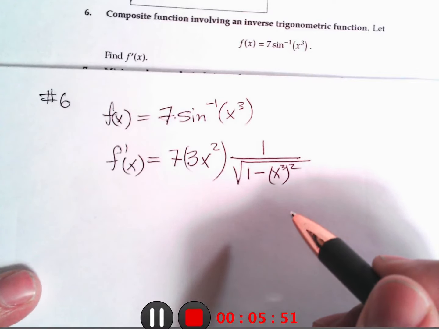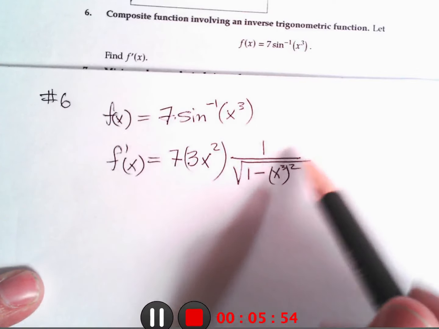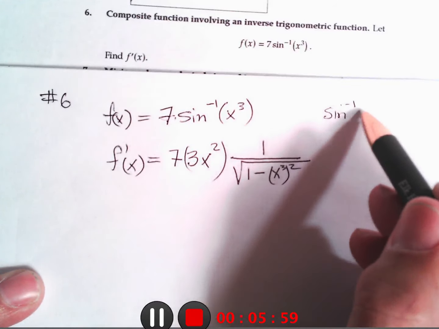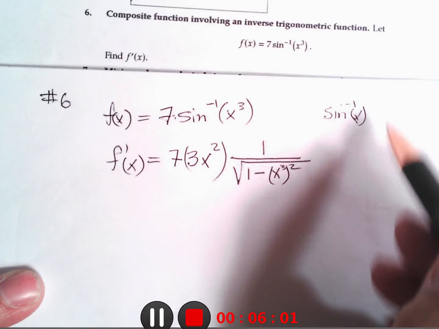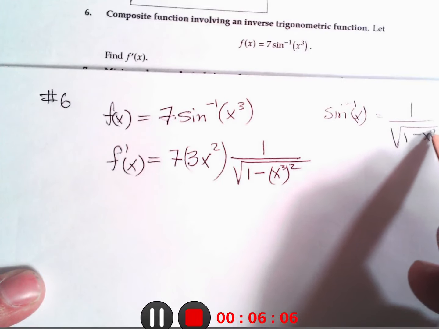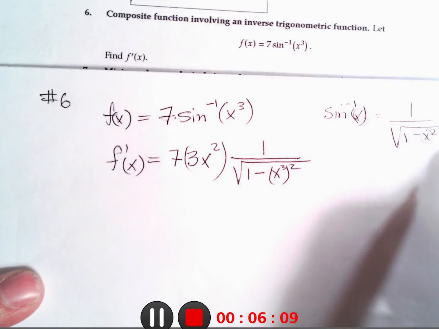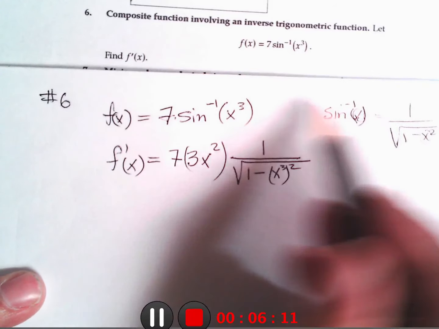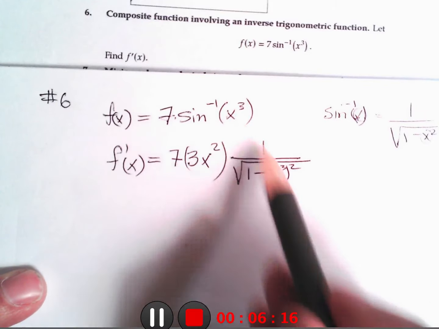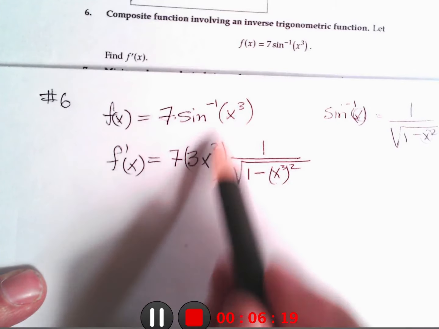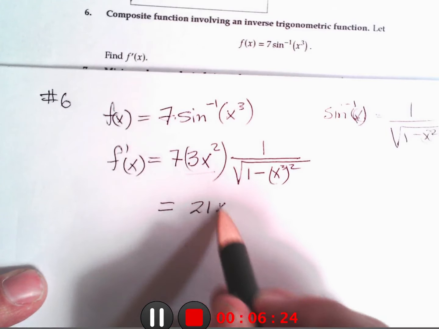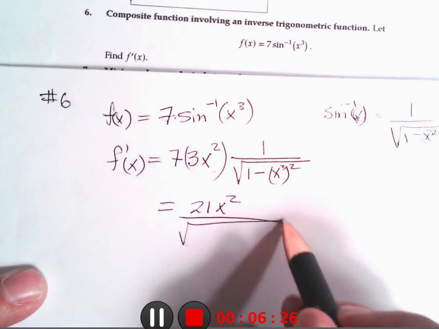So that's the part that students often miss. When you're doing the derivative of sine inverse of x, it's 1 over the square root of 1 minus x squared. But x is what's inside here. Now, if this is more complicated than just an x, like x to the third, then you've got to replace that x with what was inside it. And you also have to take the derivative of what's inside it. So we end up getting 21x squared over the square root of 1 minus x to the 6th.